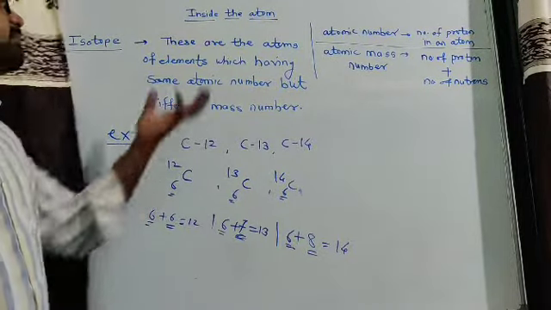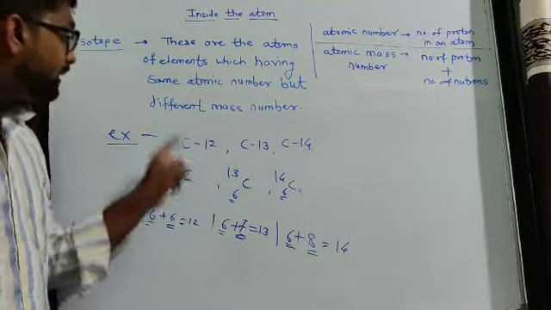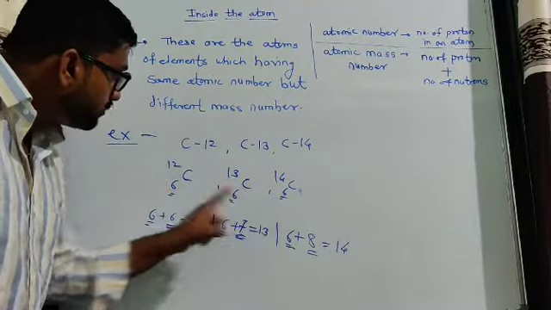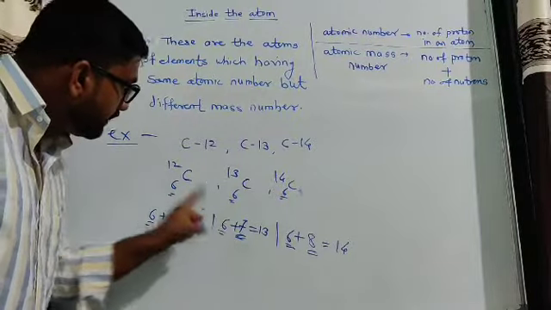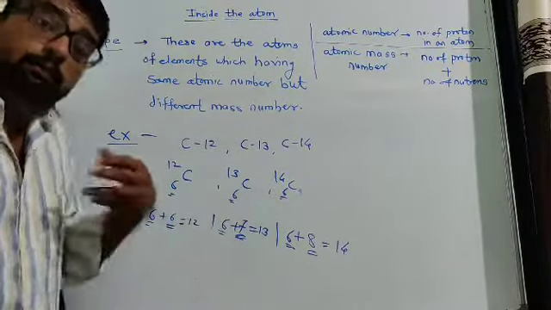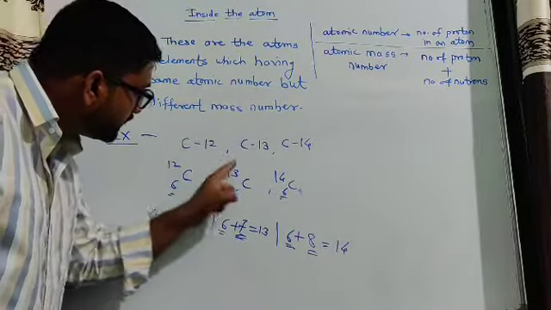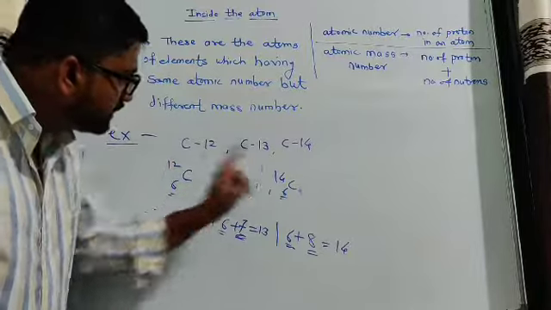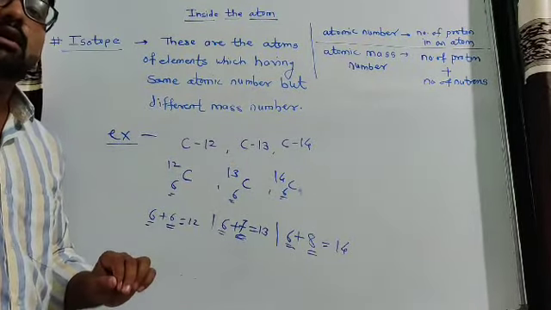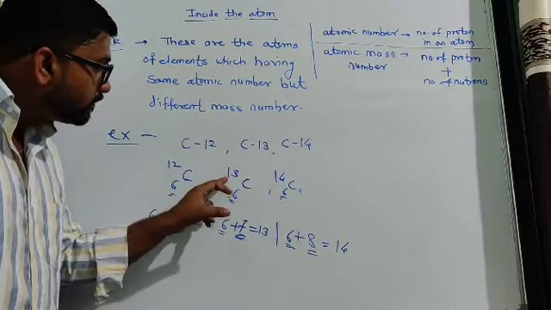Okay, so these are the atoms of an element which have the same atomic number. Look, the same atomic number, 6 is the atomic number of carbon, but different mass numbers. Look at 12, 13, 14. 12, 13, 14 are the mass numbers of carbon. So here the difference is in what?